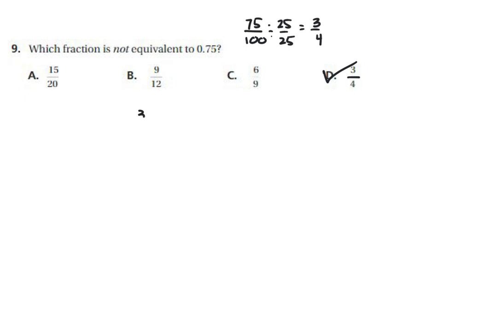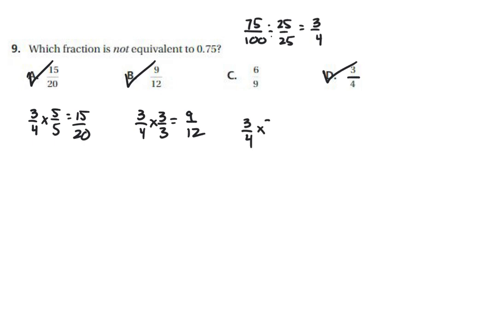If we take 3/4 times 3 over 3, that's 9/12, so that one is equivalent. And if we take 3/4 times 5 over 5, we get 15/20, so that one is equivalent. To prove that C is not equivalent, take 3/4 times 2 over 2, and you get 6/8. We need 6/9. So C is not equivalent.